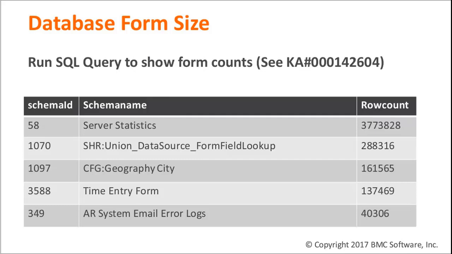So some of the other things in here are this time entry form. I knew that there were a lot of records in there, 137,000, so that's what I expected, but I didn't expect that there were 40,000 records in my email error logs form. So that gives me a couple places.